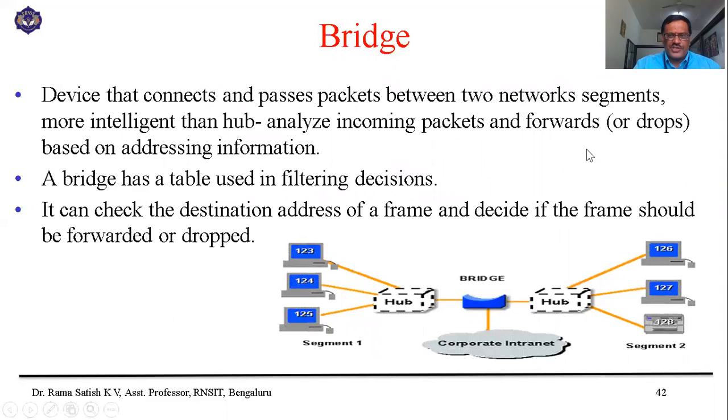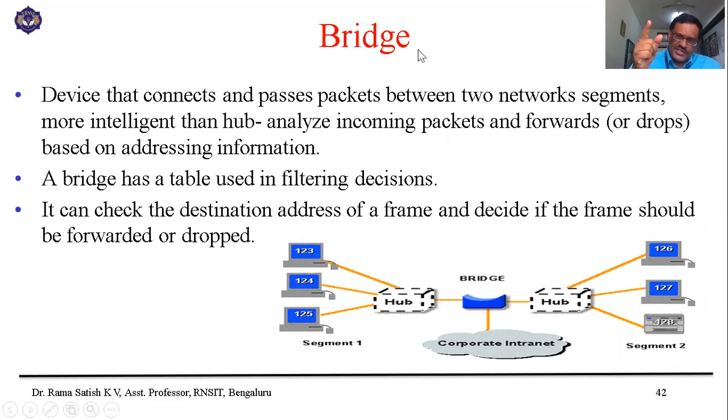Next we have bridge. When we have bridge, the device connects and passes the packets from two networks, and being a more intelligent hub, it analyzes the incoming packets and forwards or drops them based on the address information.